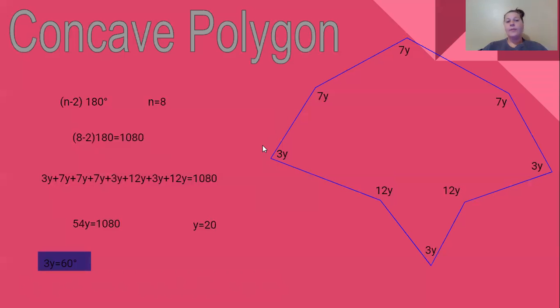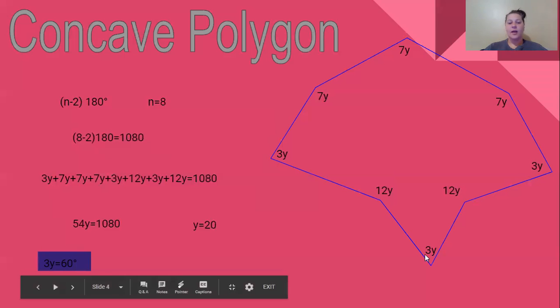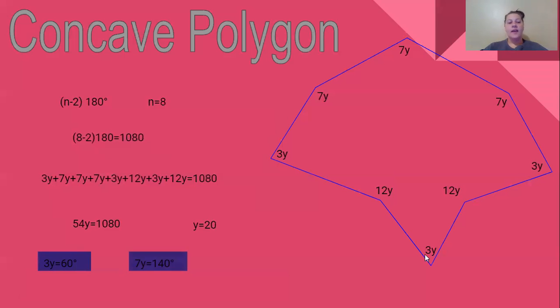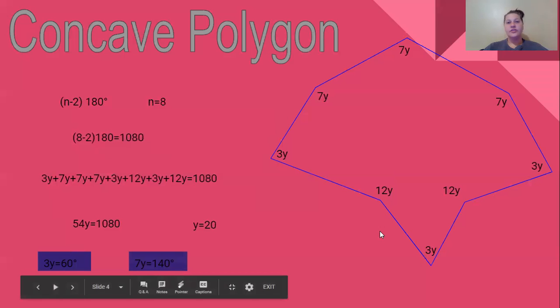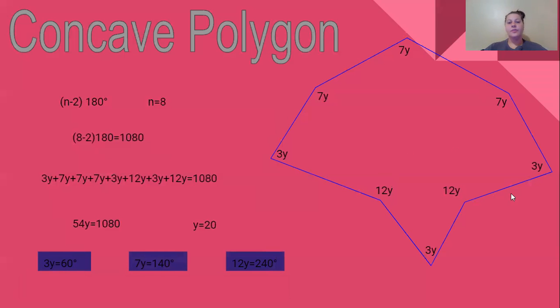So 3y would be 60 degrees. So everywhere you would see 3y, you would put in 60 degrees. So it would be 60 degrees in this corner, 60 degrees here, and 60 degrees at this bottom point. And then we're going to plug it into 7y, which equals 140. So all these top 3 points are equal to 140. And with 20 plugged into 12y, that equals 240. Now we have the answers.